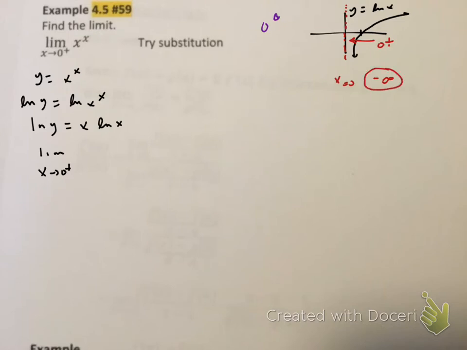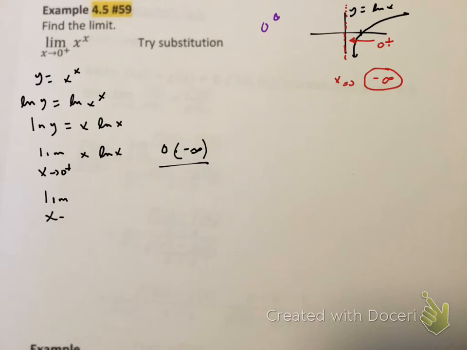Headed to negative infinity. So what this means is that I would have x times the natural log of x headed to 0 times negative infinity. It doesn't matter what kind of infinity you have, you're going to do that step where you rewrite it as a fraction. So we're about to do that step right now.